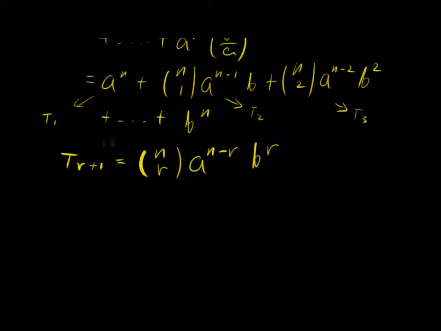So we can see that for the first term, T(r+1) equals T1, so r equals 0. When r equals 0, nC0 becomes 1, and then here is a to the power of n, so you get exactly a to the power of n, right? Okay, so now we have learned something new, and let's apply it to solve this question here.